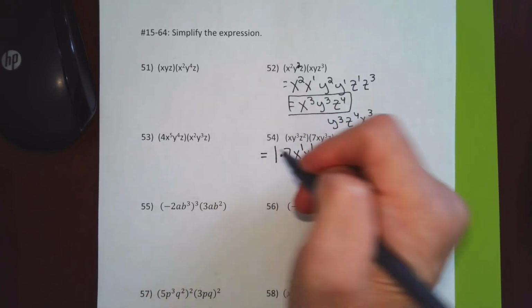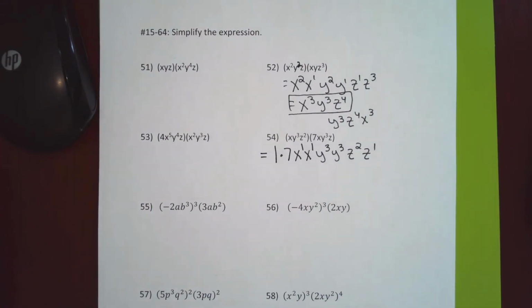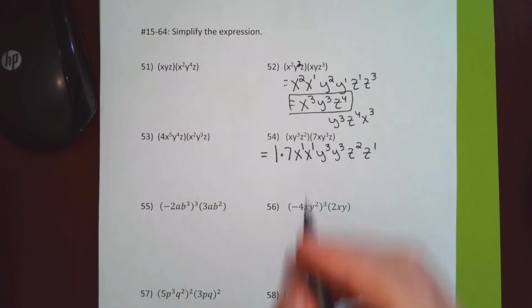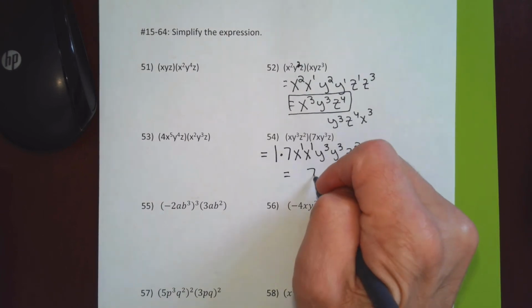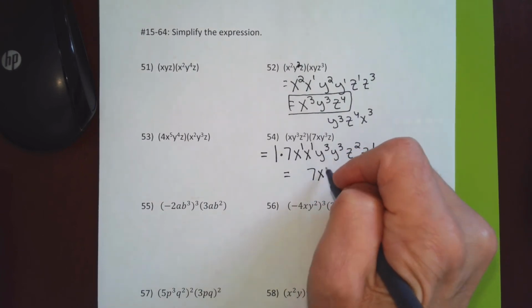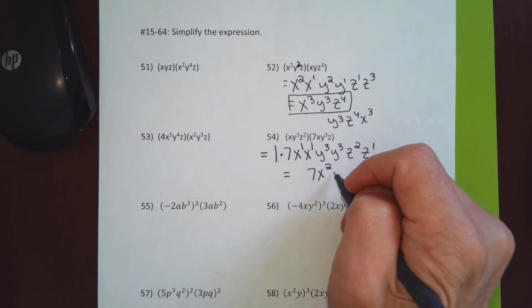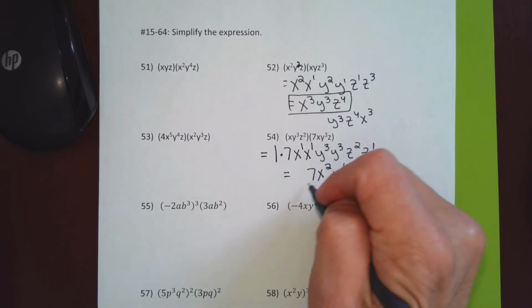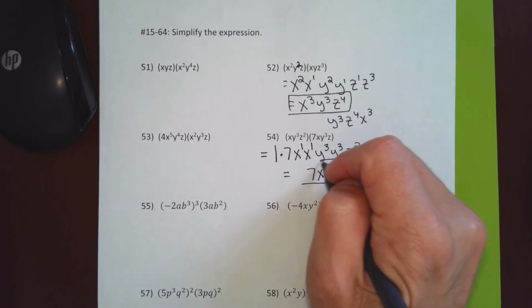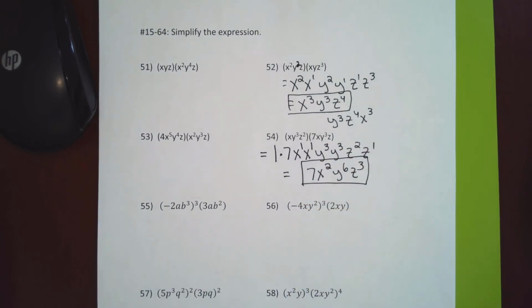Usually it's nice practice, if you're writing something that's a step along the way to the answer, to write an equal sign, meaning it equals what's above it. For an answer, I usually box my answers. 1 times 7 is 7. Add the exponents on the x's. Add the exponents on the y's. Add the exponents on the z's. I'm getting 7 x squared y to the 6 and z cubed.